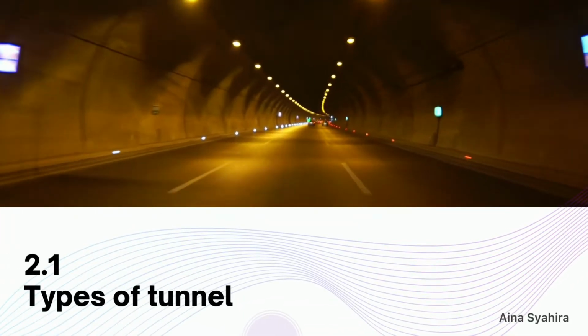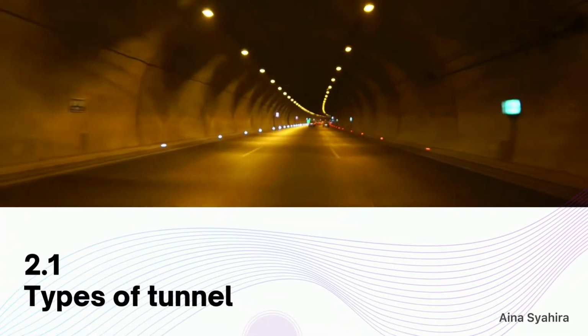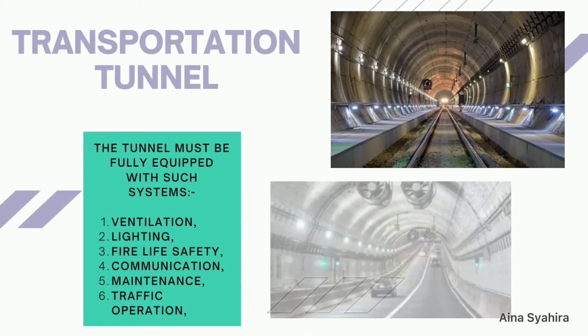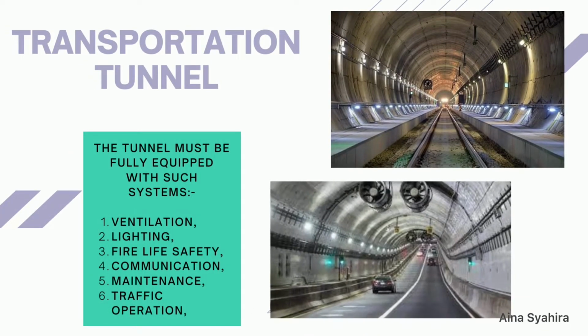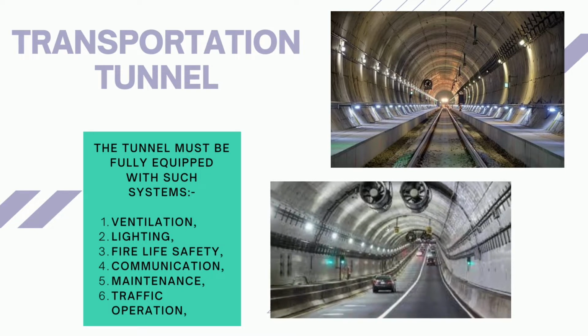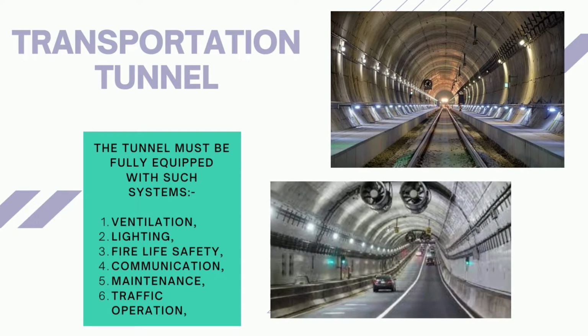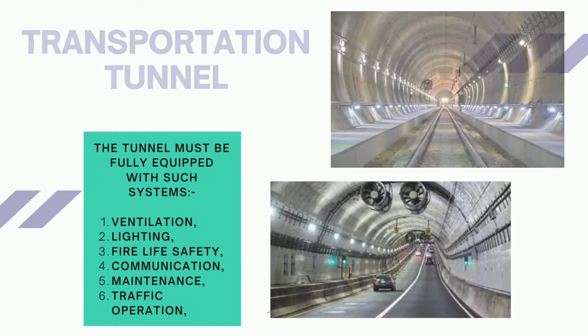Now, let's move on to the types of tunnel based on its functionality. So the first one, we have transportation tunnel. It is basically a tunnel that provides passage for any type of transportation to pass through it, which include cars and trains. Transportation tunnel usually been constructed on a high density area and it helps reduce the traffic congestion and provide alternative and also a faster route. Complete system is a must for transportation tunnel. The system include ventilation system, lighting system, fire life safety system, communication system, and etc.